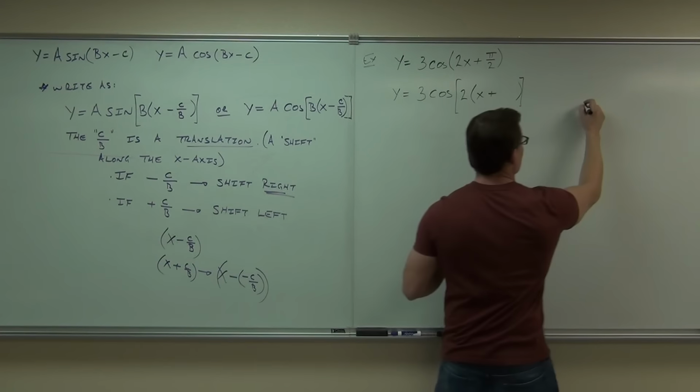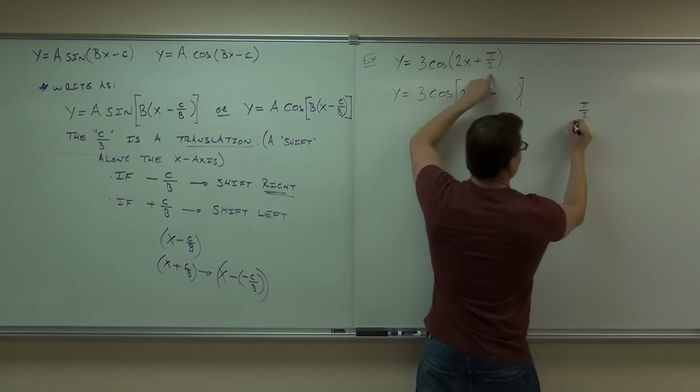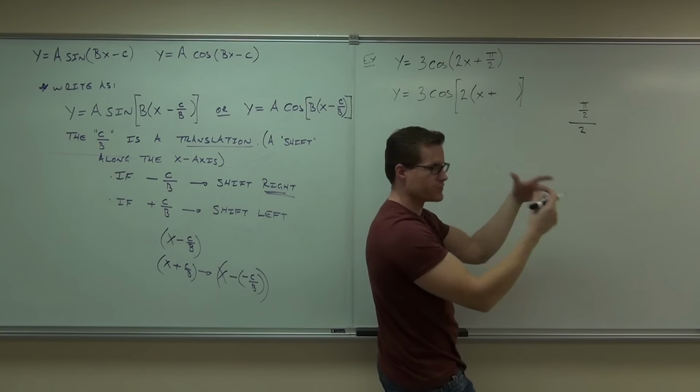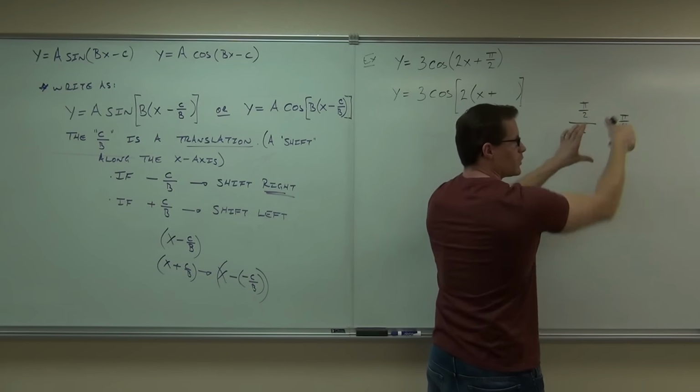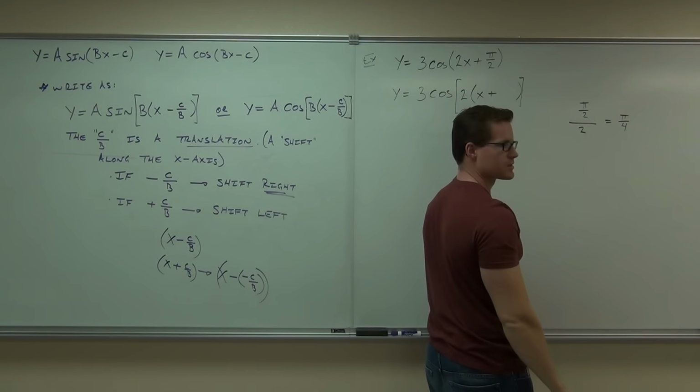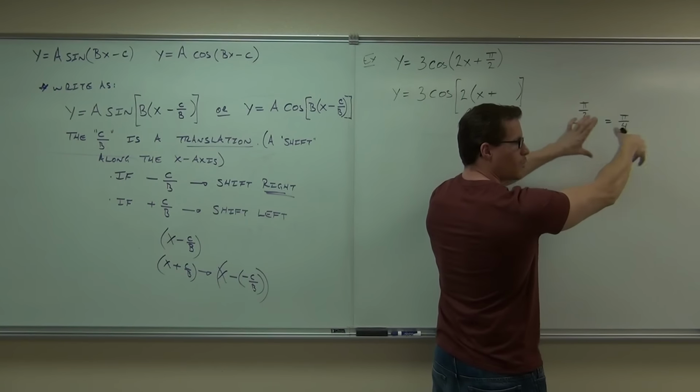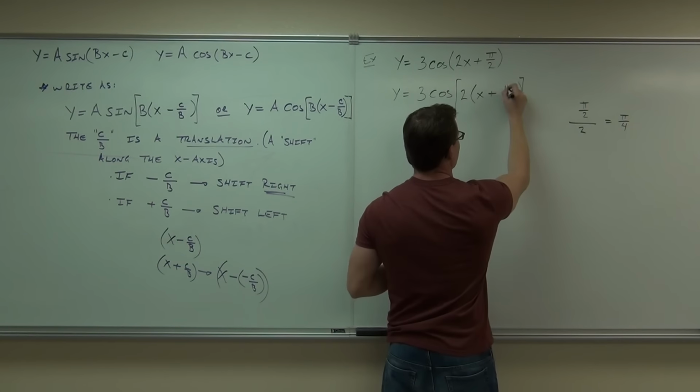If you do pi over 2, which is what you have, divided by 2, which is factoring, factoring is division, what this is pi over 4. You reciprocate and multiply. Does that make sense? Pull that out, reciprocate, you're going to get 1/2 times pi over 2, that's going to be pi over 4.